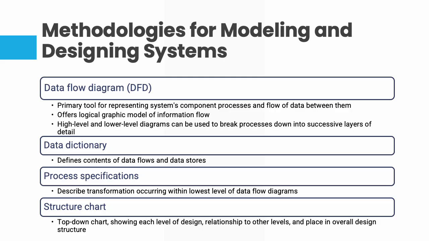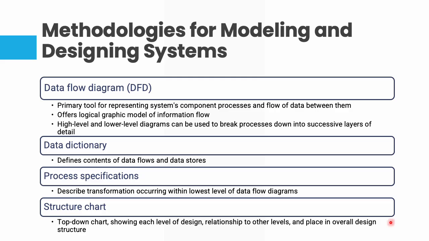Okay. And after that, we have a data dictionary. This is a very detailed glossary or list of definitions for all the data used in the system. It explains what each data item means, what type it is, and where it is used. This is to ensure everyone, the designers, the programmers, the users, has the same understanding of the data.